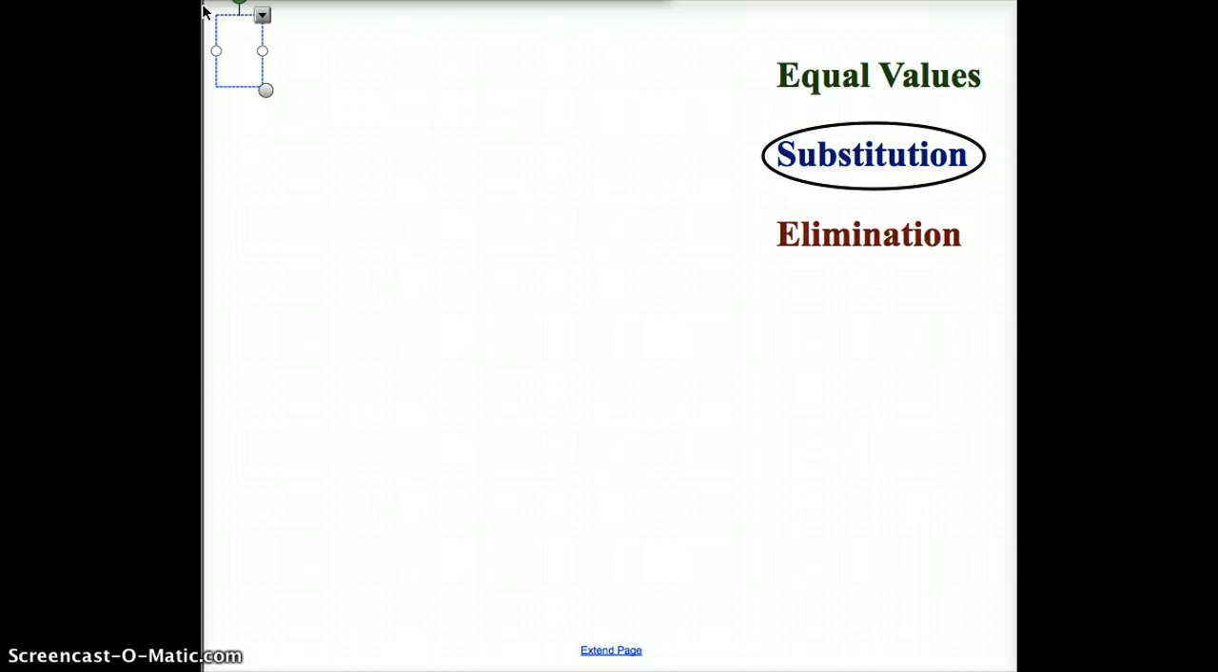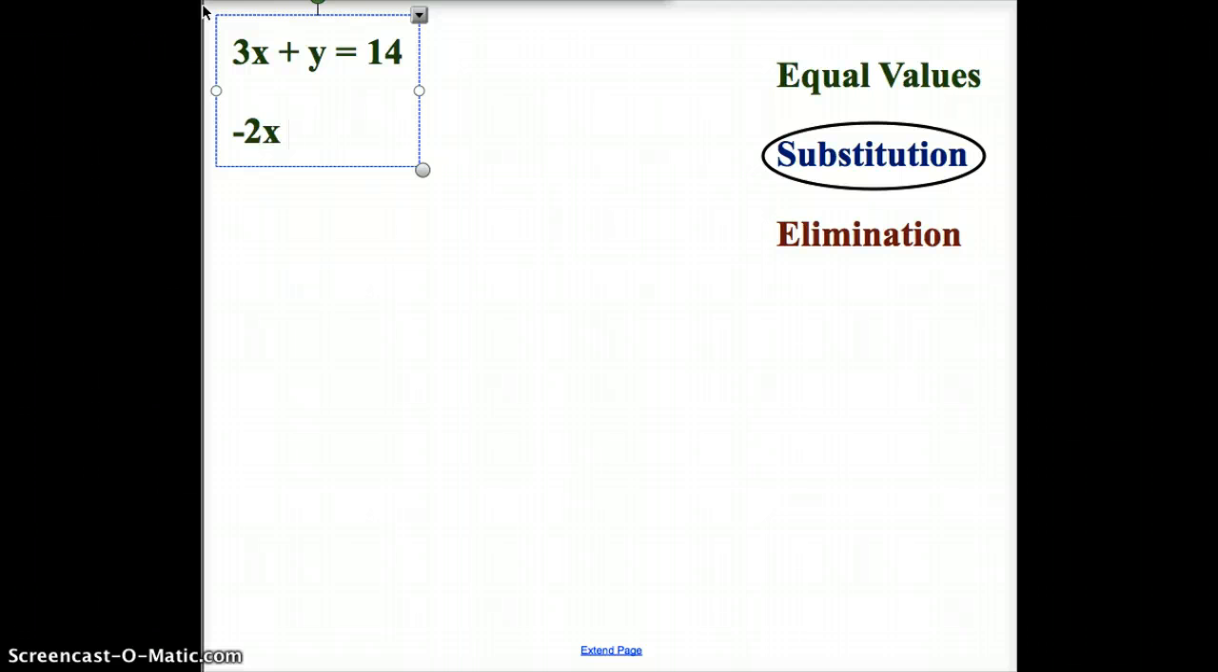What about if you have something like this? 3x minus y plus y equals 14, and you get negative 2x plus 7y equals negative 24. So now the question becomes, which method is the best one here? Honestly, this is your choice. Some people would prefer to do the substitution method on this one.